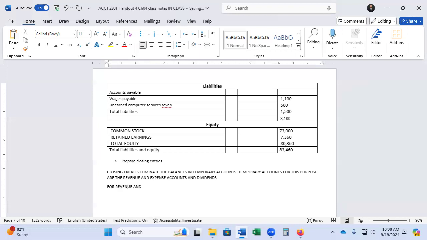For revenue and expense, they get closed into the income summary account. Then the income summary account gets closed to retained earnings. Dividends also gets closed to retained earnings.